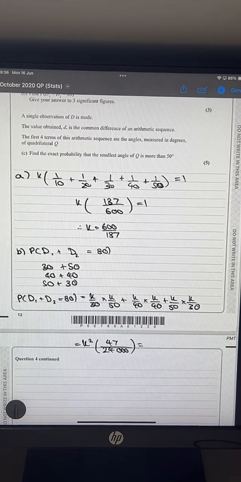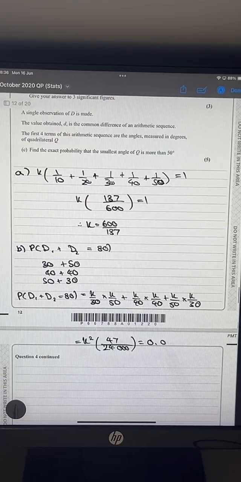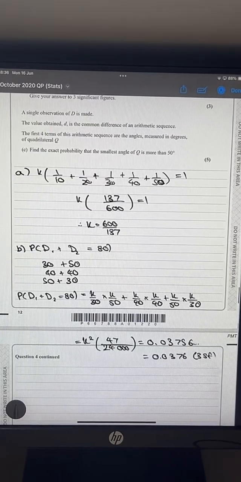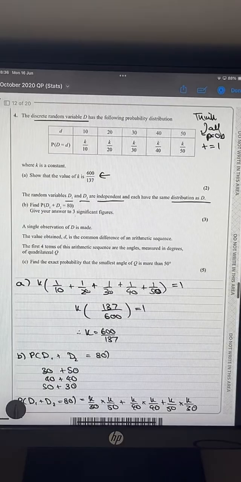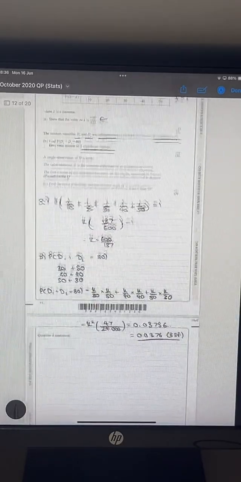So if I just sub in, I get 0.03756 and so on, which is equal to 0.0376 to three significant figures, because that's what the question wanted me to do. So that's how you do this sort of question.